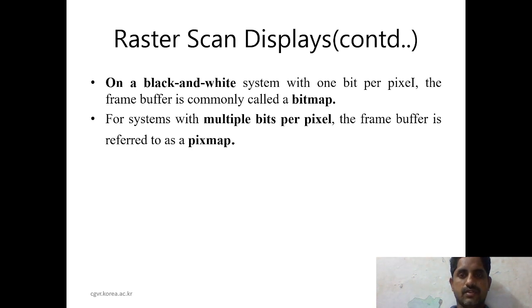On a black and white system with 1 bit per pixel, the frame buffer is commonly called a bitmap. For a system with multiple bits per pixel, the frame buffer is referred to as a pixmap. So in systems where multiple bits are applied, that is called a pixmap, or pixel map.